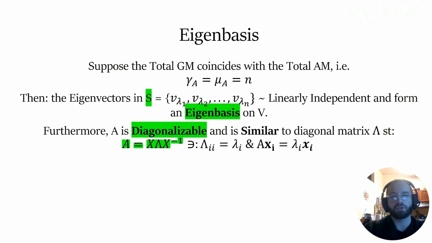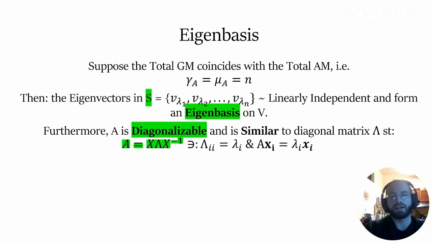Okay, so A is diagonalizable, and we have a similar matrix, capital lambda. So this means that we can rewrite A in terms of X, capital lambda times X inverse. And remember, X is non-singular because the columns, which are the eigenvectors, form a linearly independent set. So there's full rank, and it's a square matrix.